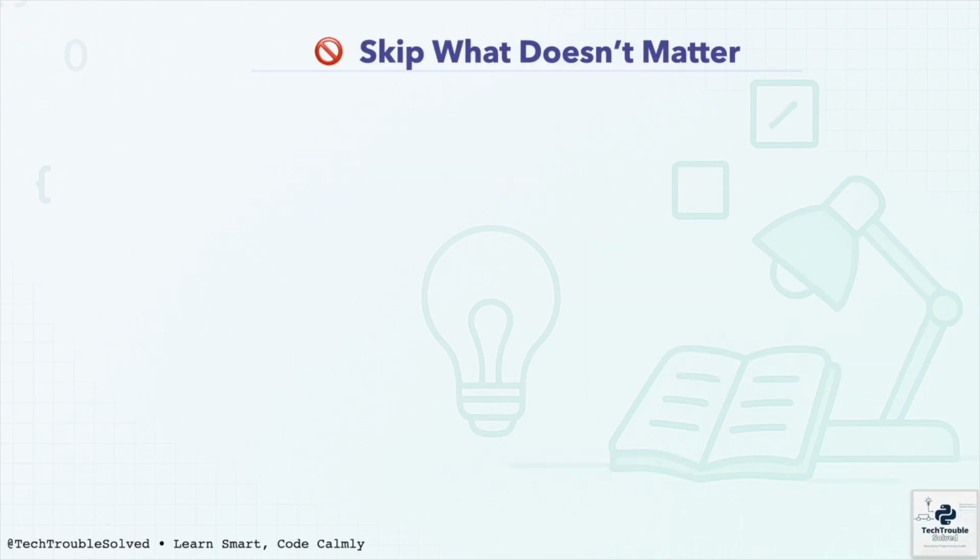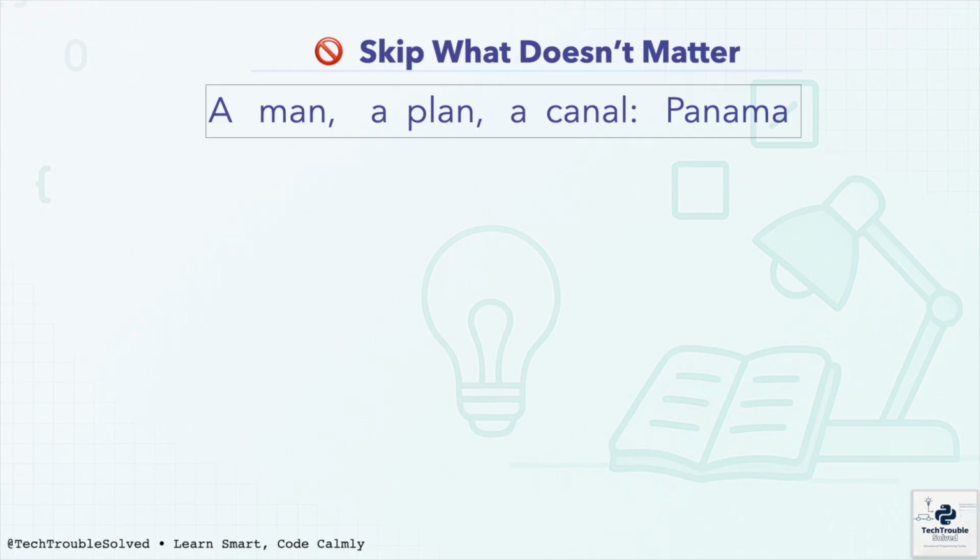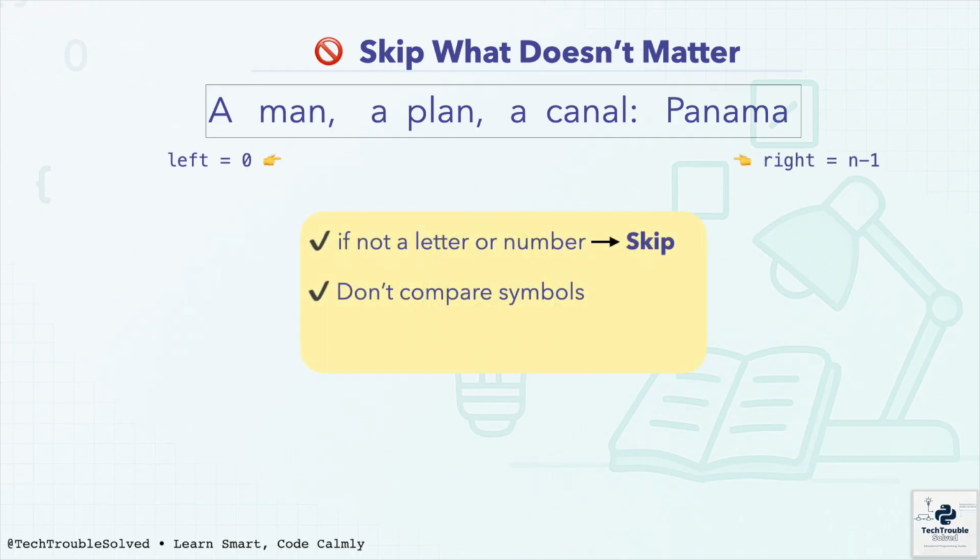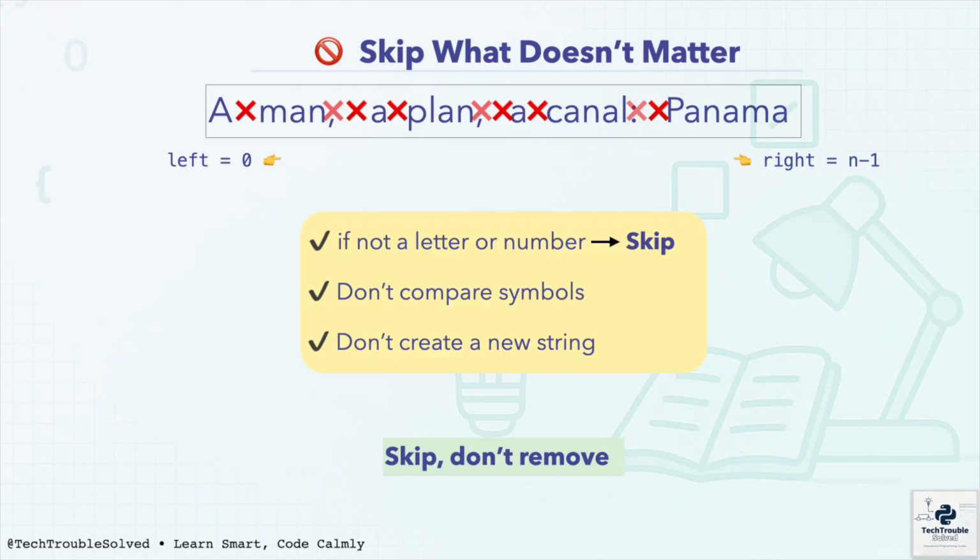This step is very important. If the character at the left pointer is not a letter or a number, we simply skip it. Similarly, if the character at the right pointer is not alphanumeric, we skip it as well. We do not remove these characters, we only move the pointers. That's why the rule is: skip, don't remove.